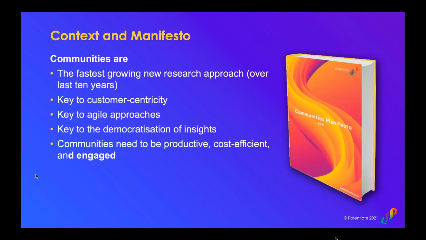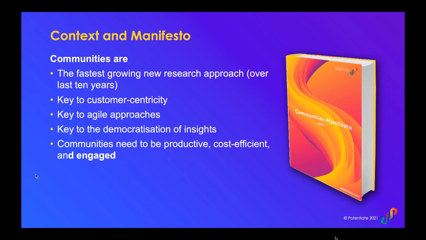So first of all, the context. What we know from lots of data, for example, the Green Book GRIT study, is that communities are the fastest growing new research approach. And by new, I mean things that have really changed over the last 10 years. They're the key to customer centricity. If you want to put the customer at the heart of your organization, you need communities.